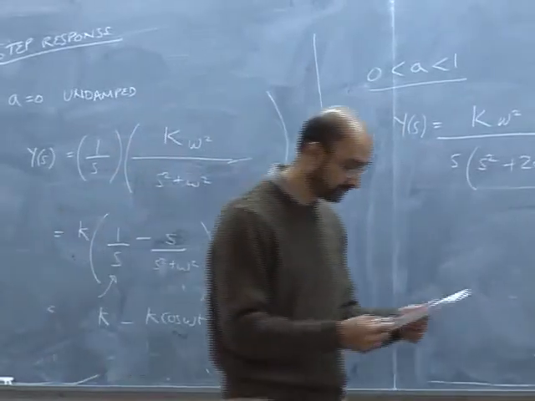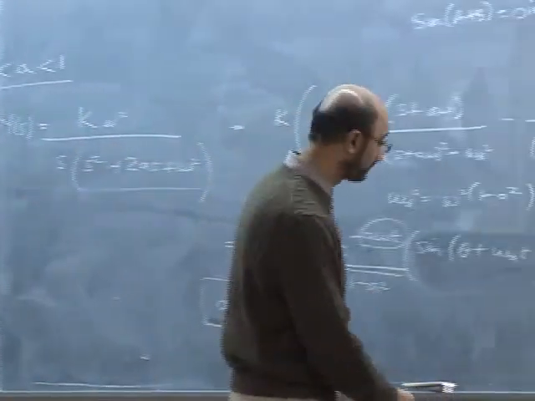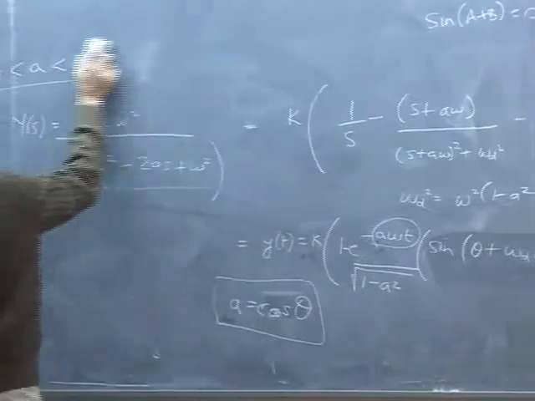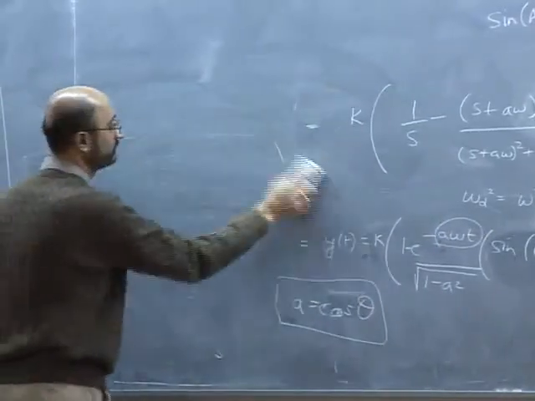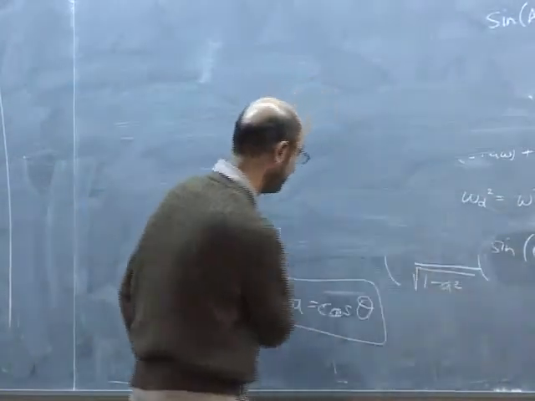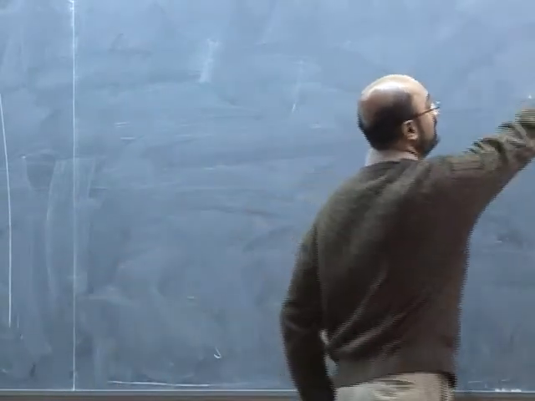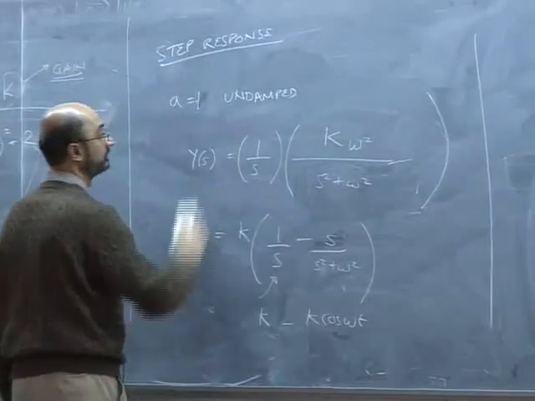So there's a natural thing over here. The case where A is equal to 1 is what's called a critically damped system. It's sort of the ideal. We really like it. And how do we find out what happens? With A equal to 1, it's called critically damped.